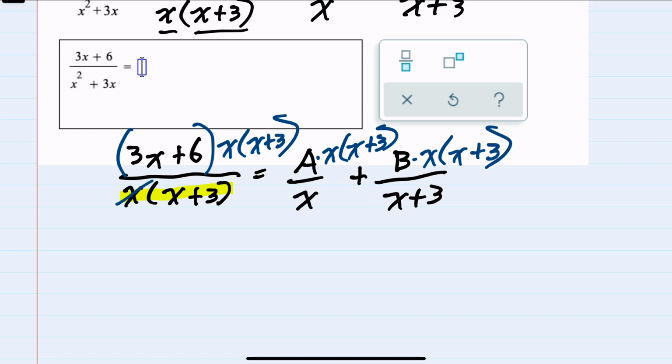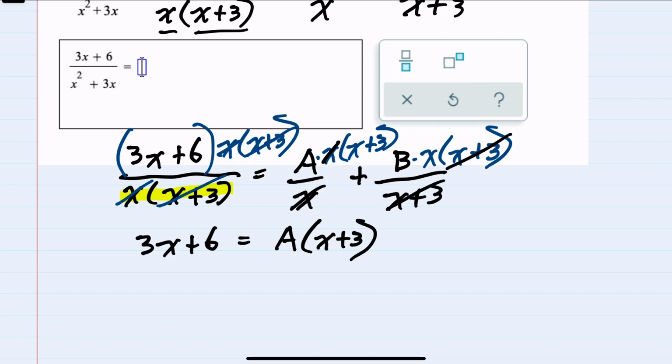This helps simplify things considerably because on the left-hand side, that denominator cancels, leaving me with 3x plus 6. On the right-hand side, we also have canceling, and I'm left with a times x plus 3, and then canceling the x plus 3's in that second term would be plus b times x.